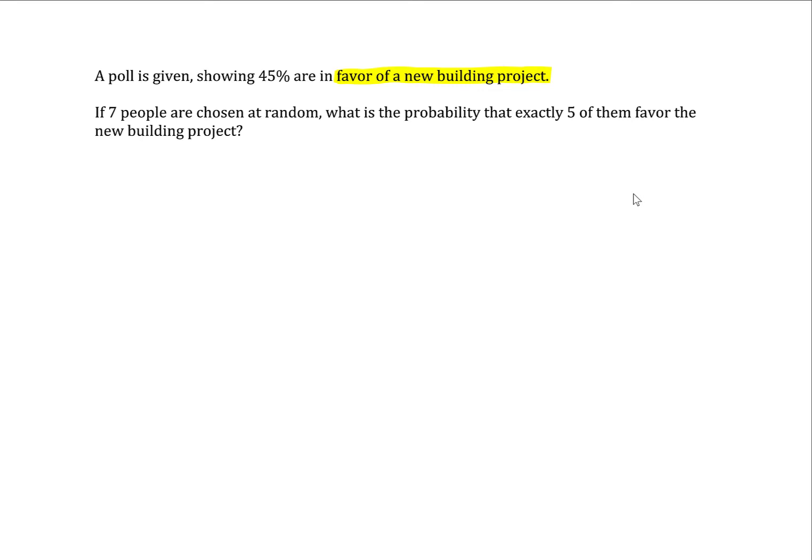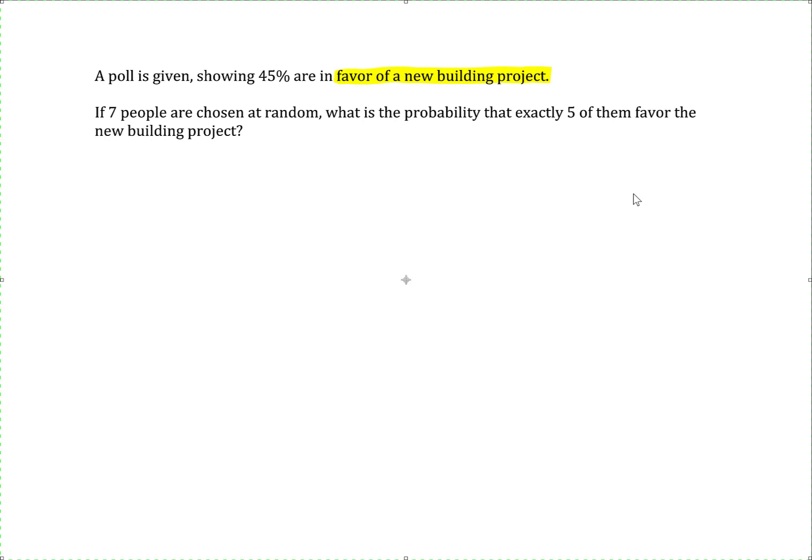So that's a big hint that we might be able to solve this using a binomial probability. The question is then, are the trials independent? So if one person is in favor of the project, does that affect the next person chosen at random, their opinion? I don't think it would. So we can assume independence. And also, we are choosing 7 people, so there's a fixed number of trials of this experiment. So it meets all the qualifications, so we can use a binomial distribution to solve this.